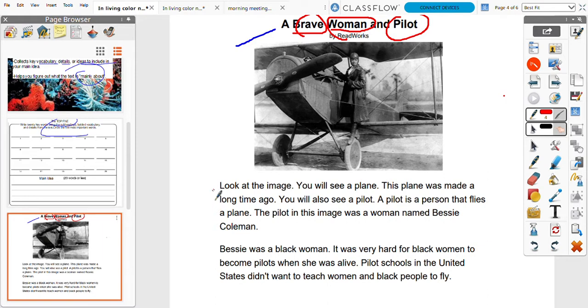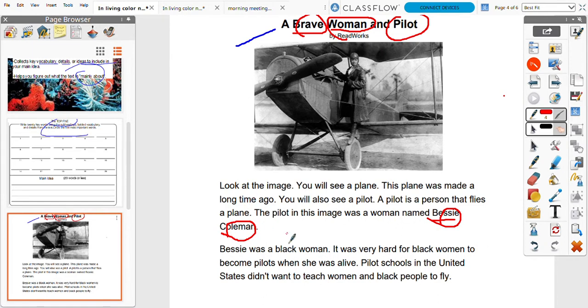My plan will be read a paragraph, think about it, read a paragraph, think about it. Look at the image. You will see a plane. This plane was made a long time ago. You will also see a pilot. A pilot is a person that flies a plane. The pilot in this image was a woman named Betsy Coleman. So I'm thinking of those who, what, when, where, why, how words. We know who. This pilot's name is Betsy Coleman. So this would be 2 of the words that I would add to my top 20.